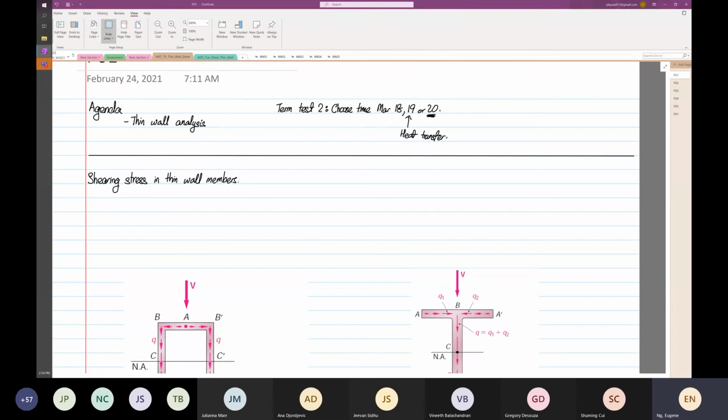Now today we are going to look at shearing stress in thin-wall members, and I believe this lecture will make you understand better the topic that we taught before reading week, which is failure at the joints. Today's quiz was regarding failure, how the nails will fail or the gluing section will fail. So this will shed more light on your understanding of the topics.